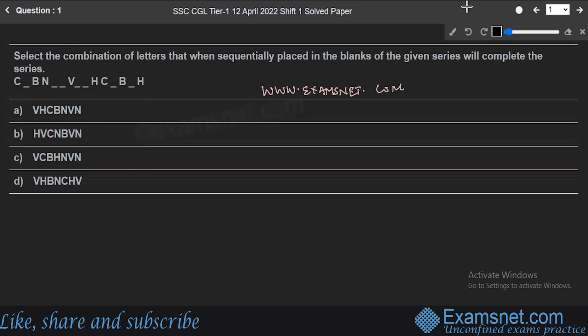All right, so let's start with today's paper. Today we'll be solving SSC CGL 12th April 2022 Shift 1 paper. All right, this paper, as you all must know, has around 100 questions. All these questions will be a mixture of mathematics, GK, English, and mental ability.